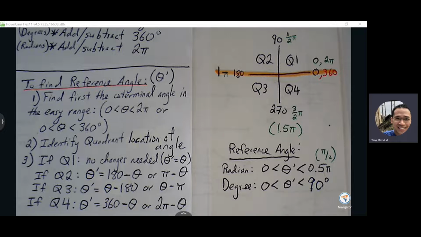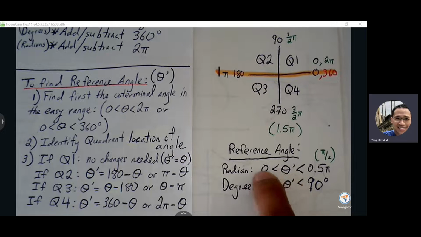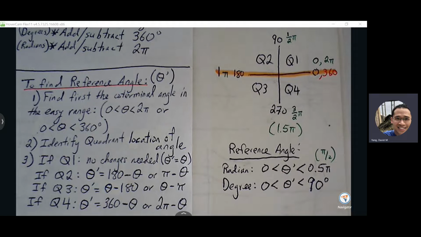Finally, just to make sure that your reference angle is the reference angle, look at your theta prime and see if it's between 0 and positive 90. Okay. It should be a positive number. And then also, in terms of radians, look at your fractional value. If your fractional value is between 0 and 0.5, which is the same thing as 1/2 pi, then you know that your theta prime is correct. Even if that fraction looks strange, get the decimal version and make sure it's less than 0.5, and you know you're good. You know that's your reference angle.